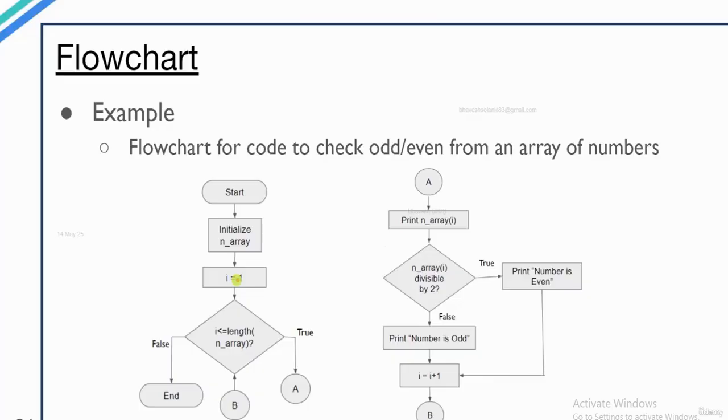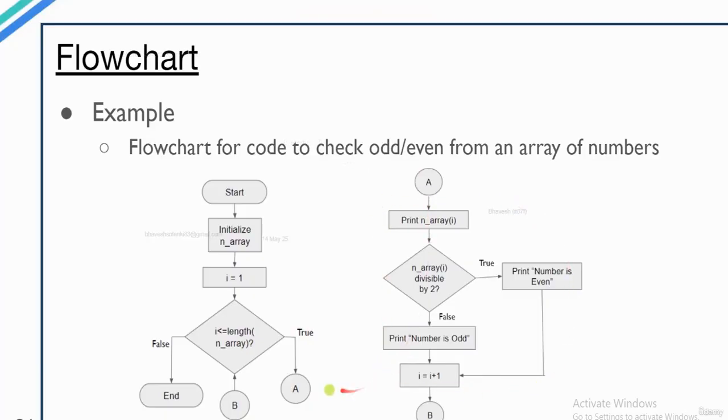And for each value it assumes, we first check the condition. We check if i is less than or equal to the length of the n array. So in the first iteration i is going to be initialized to 1. i will be less than or equal to the length of the n array, which, let's say in our case, is 10. So since this condition is true, the control is going to flow to this part of the flowchart.